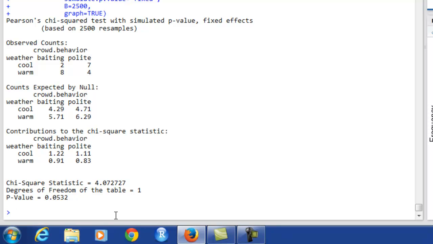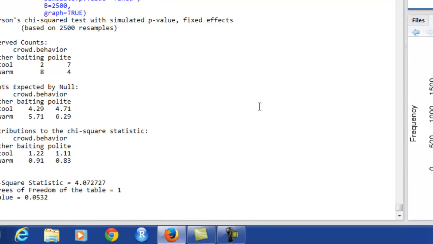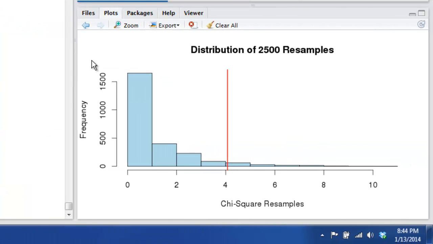Let's look over at the Plots tab, and we see a frequency histogram for those chi-square resamples. There's 2,500 of them now, not just 60 or 100 like we were doing with chi-square sim-slow. But you can see that in a small proportion of the times, the resampled chi-square statistic was bigger than 4.07.